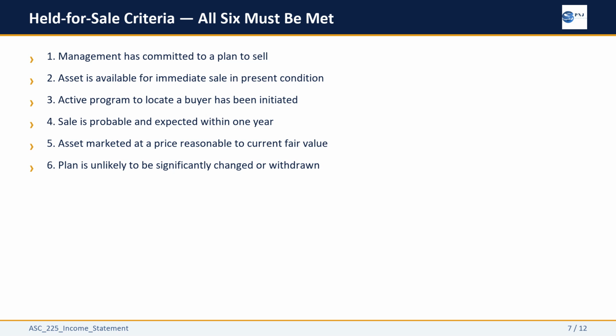Held-for-sale classification under ASC 360-10 is an all-or-nothing test. All 6 criteria must be satisfied simultaneously. Management intent alone is insufficient. The asset must be genuinely ready to sell today, not after renovations or restructuring. A buyer search must be underway. The timeline must be realistic. Completion within 1 year is the default expectation. Pricing must reflect actual market value, not an aspirational number. And the commitment must be firm. One missing criterion means the asset stays on the balance sheet in its current classification.